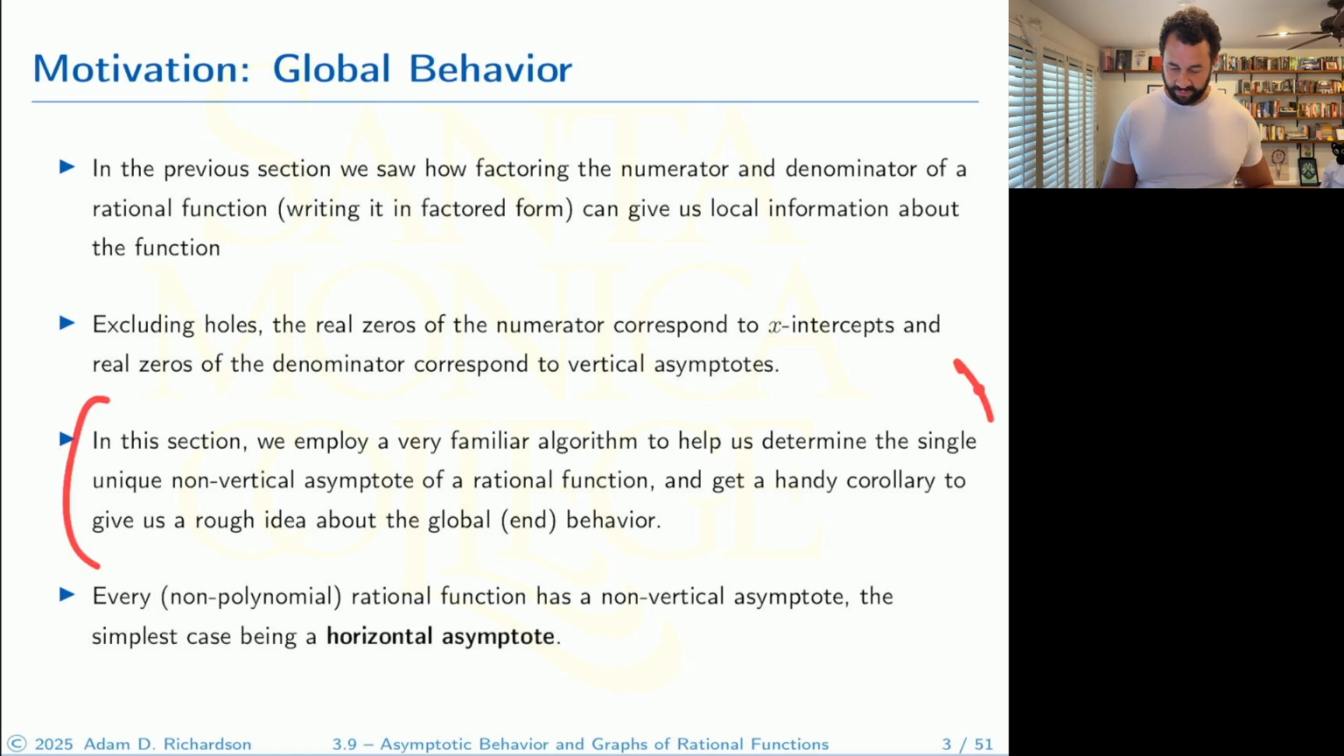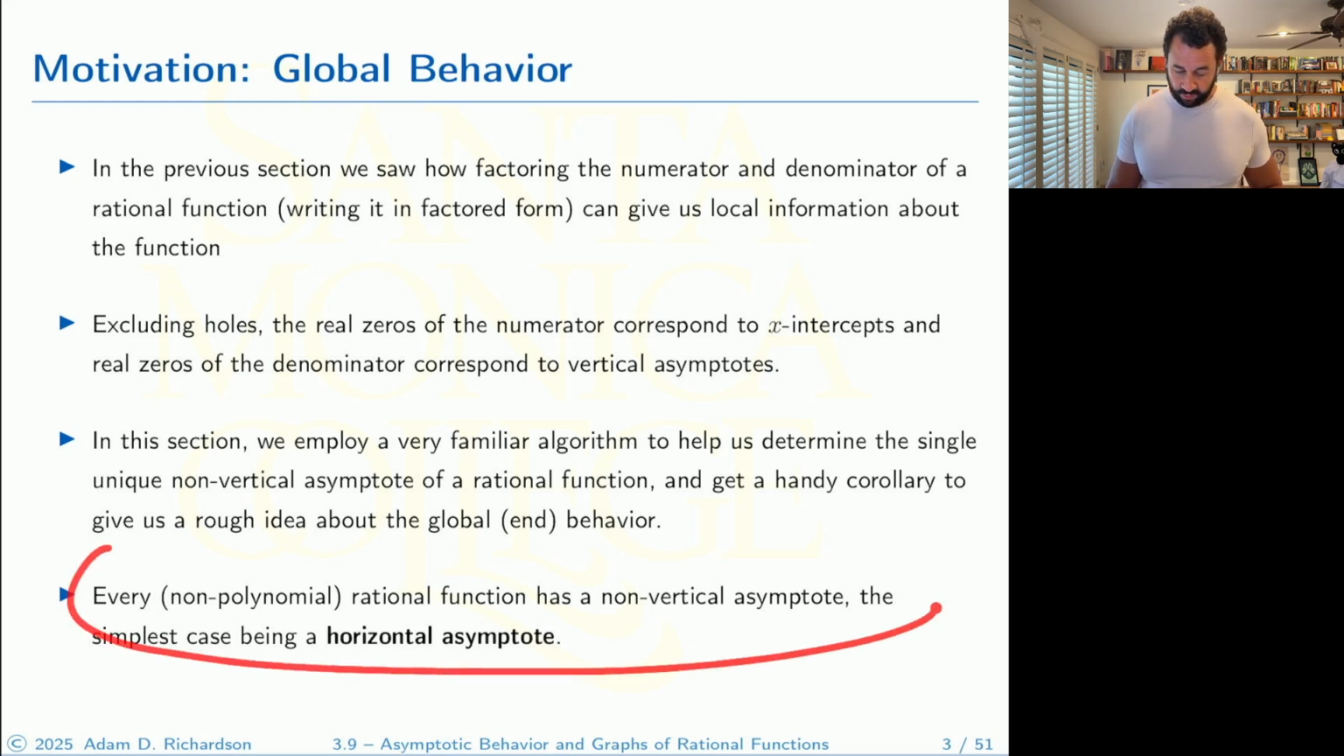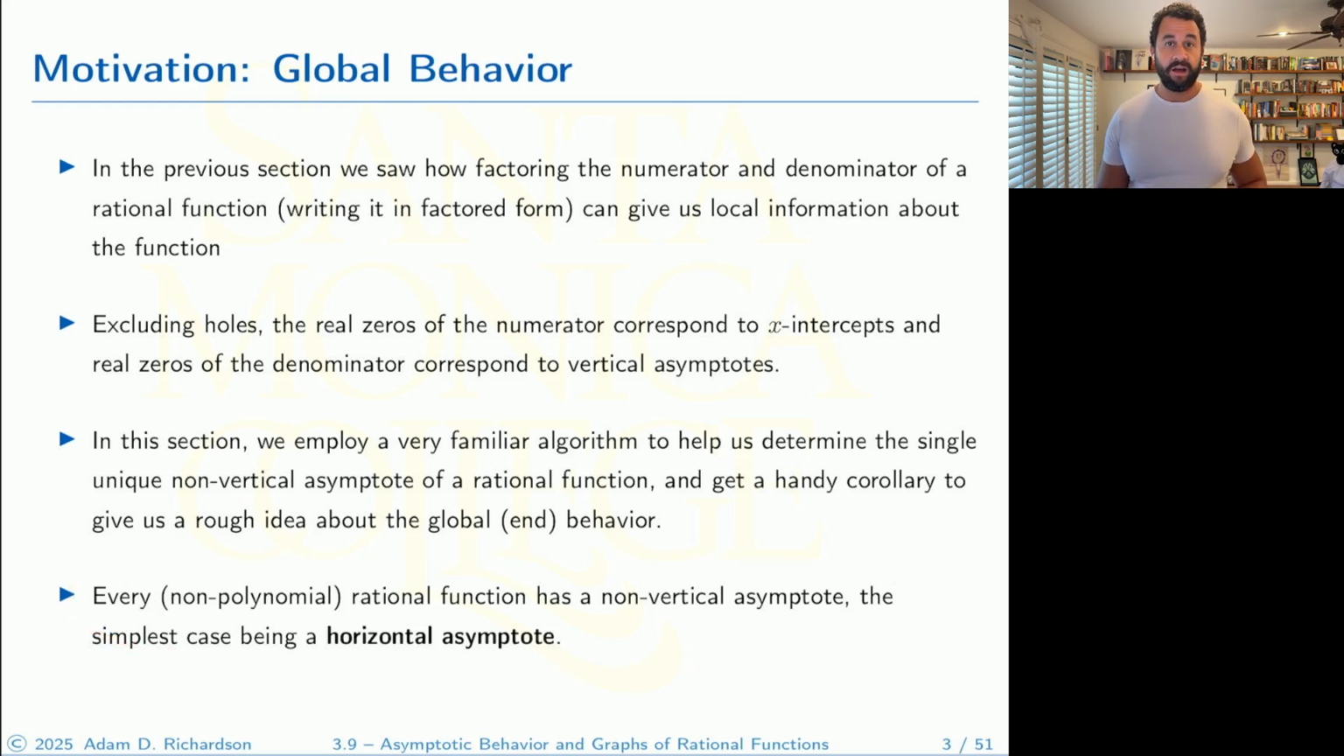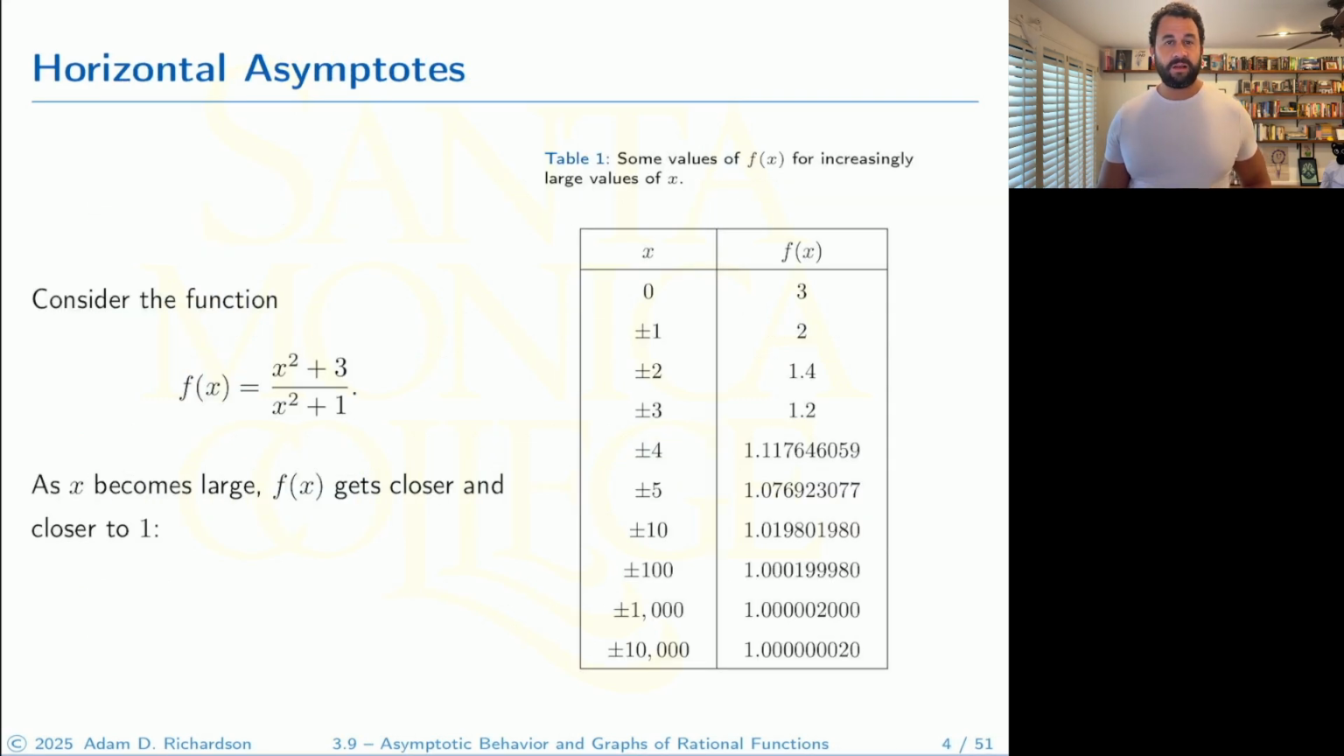So in this section, we're going to use a very familiar algorithm, the division algorithm, to help us determine the single, unique, non-vertical asymptote of a rational function. And we're going to get a really handy corollary that can help us characterize roughly what these things are going to look like. Every rational function has a non-vertical asymptote, the simplest case being a horizontal asymptote, all right? A horizontal asymptote. So let's talk about those for a minute.